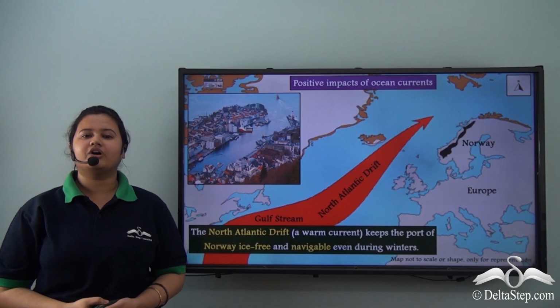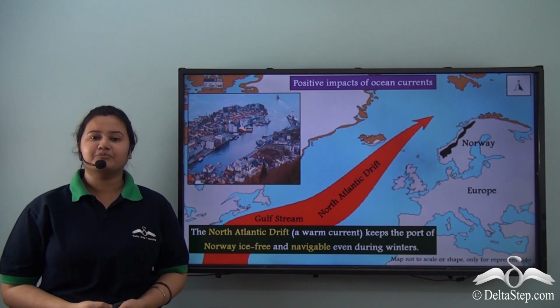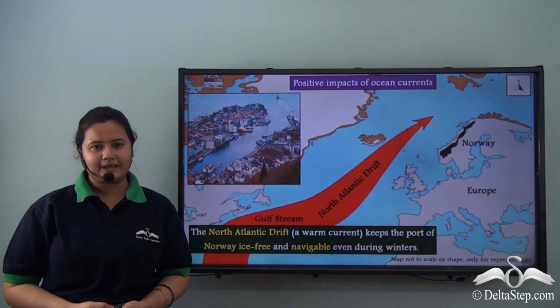We already know what ocean currents are and the factors that influence their movement. Now, these ocean currents move across the globe. They have some significant impact. Today, we will discuss these impacts.